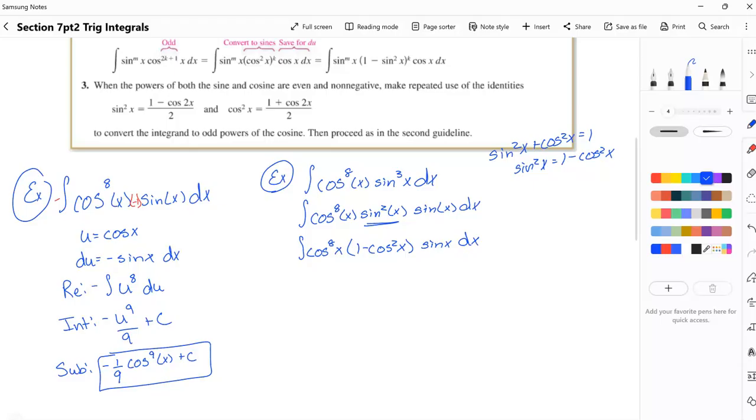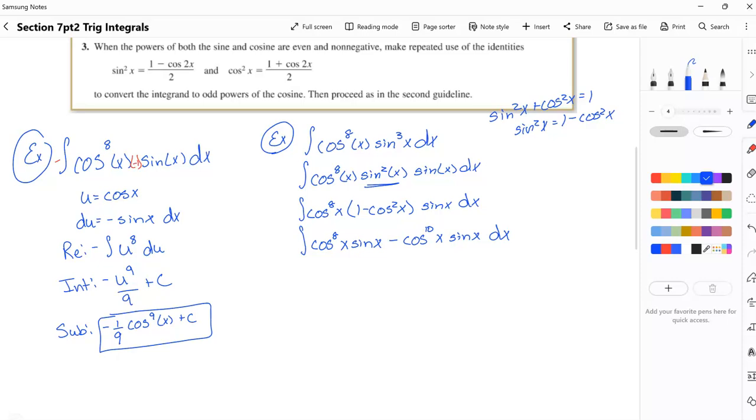reserving one of those sines. And then I'm going to do some fancy math, and I'm going to distribute. So I'm going to have cosine to the 8th of x times sine of x minus cosine to the 10th of x times sine of x dx. And now I'm doing a u substitution for each of those.